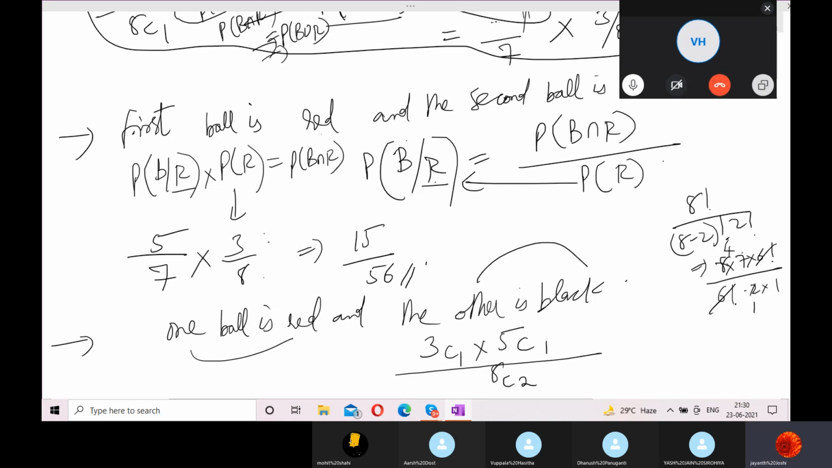One and 4. 4 sevens are 28. So 3C1 is 3 into 5C1 is 5, by 28. So 15 by 28. All of you make a note of this.